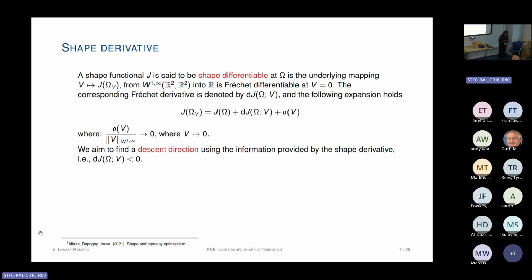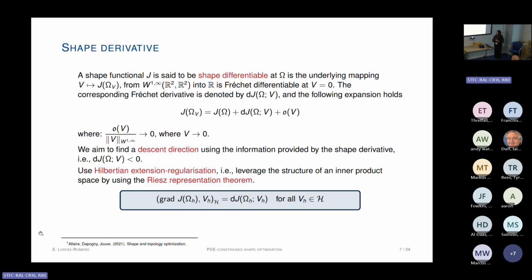But of course, when you do optimization in finite dimension, in Rn, in Euclidean spaces, sometimes the connection between derivative and gradient is not so obvious. For shape derivatives, it gets a little bit more obvious because whatever information you get from the shape derivative is not enough. You need to come up with a descent direction. And for that, I found very recently this term called the Hilbertian extension regularization. But at the end of the day, what it means is that I want to extract the information of the shape derivative using the Riesz representation theorem by plugging in an inner product there.